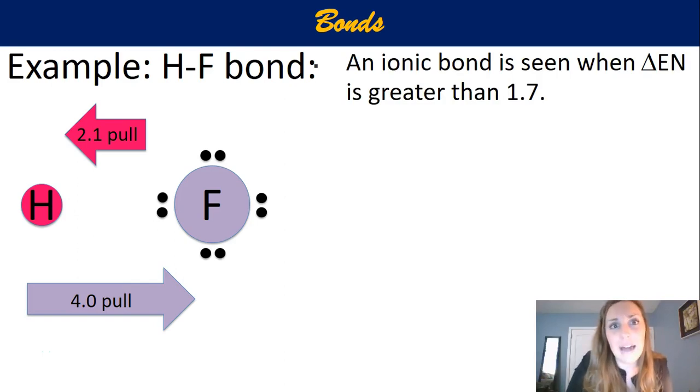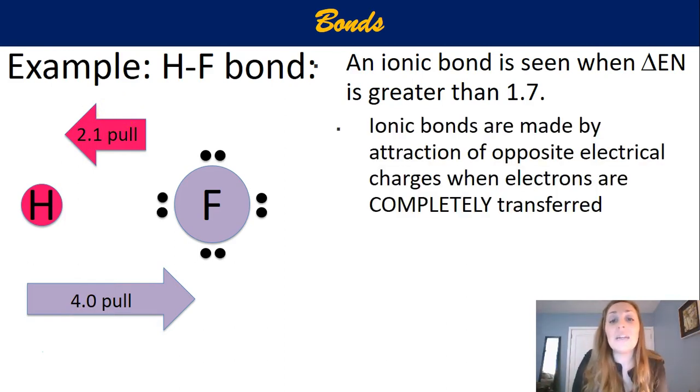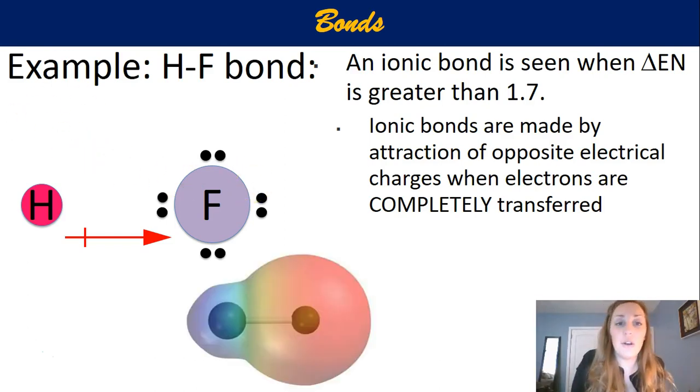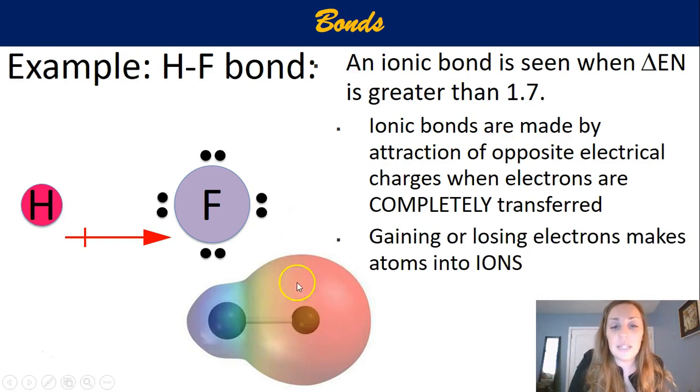So this is called an ionic bond. An ionic bond is seen when the electronegativity difference is greater than 1.7. So if I look here, my difference is 1.9, so that's an ionic bond. Ionic bonds are made by the attraction of opposite electrical charges when electrons are completely transferred. So this has a big dipole because the charge is fully over on the fluorine. So if I look at this, my fluorine has gained an electron and my hydrogen has lost an electron. And this is called making an ion.